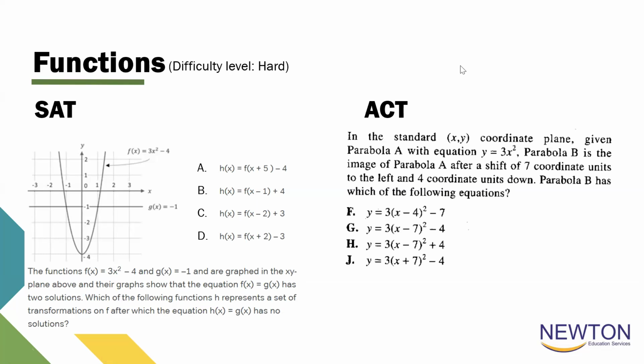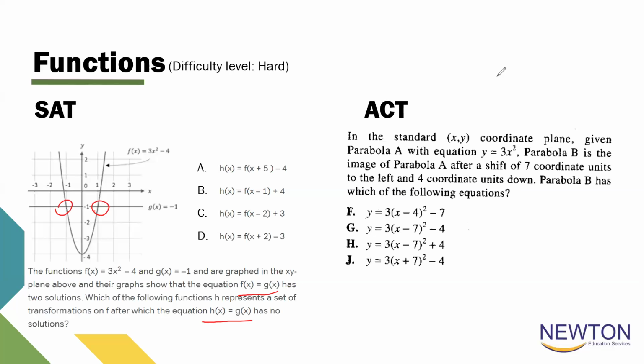What does f of x equals g of x mean? That when they intersect, where they meet. So they meet twice. So this means they have 2 solutions. Which of the following functions h represents a set of transformations on f after which the equation h of x equals g of x has no solutions?